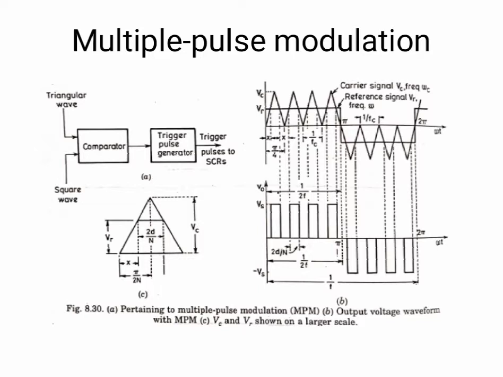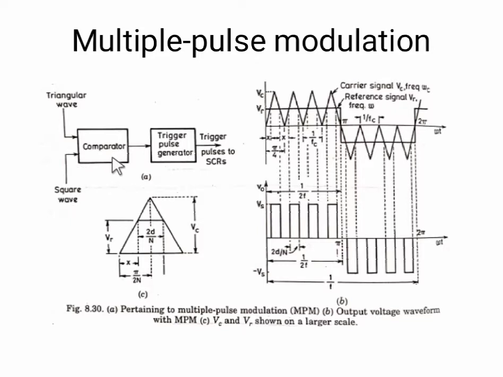But the carrier frequency is very high, in the kilohertz range, to produce multiple pulses per half cycle instead of a single pulse. So here we consider the carrier wave as a triangular wave. This is the carrier wave, the triangular wave, and this is our reference signal, which is the square wave. These two signals are given to the comparator.